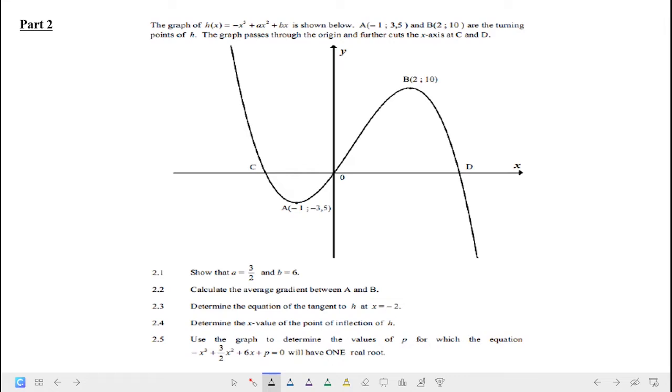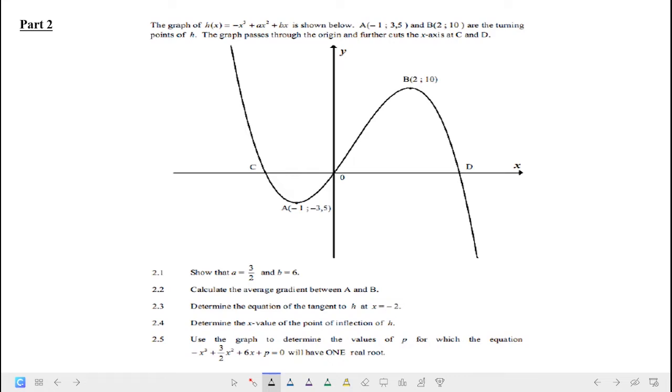The question says: the graph of h of x equals minus 1x cubed plus ax squared plus bx is shown below. A, which is (-1; -3,5), and B, which is (2; 10), are turning points of h. The graph passes through the origin and further cuts the x-axis at C and D, right?